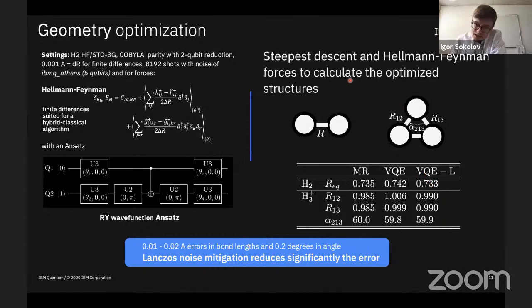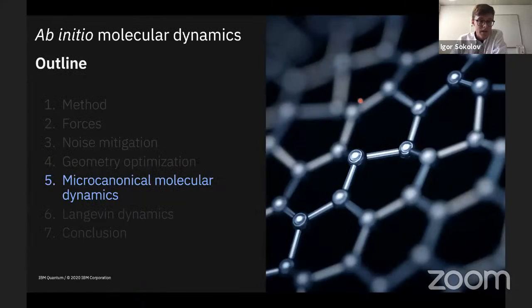Just to mention, I forgot to say that we employed a very simple steepest descent algorithm, going in the direction of the gradient to minimize this geometry. So the Langevin algorithm shows promise, and we can try to use it for microcanonical molecular dynamics simulations. Let's see what the results are.